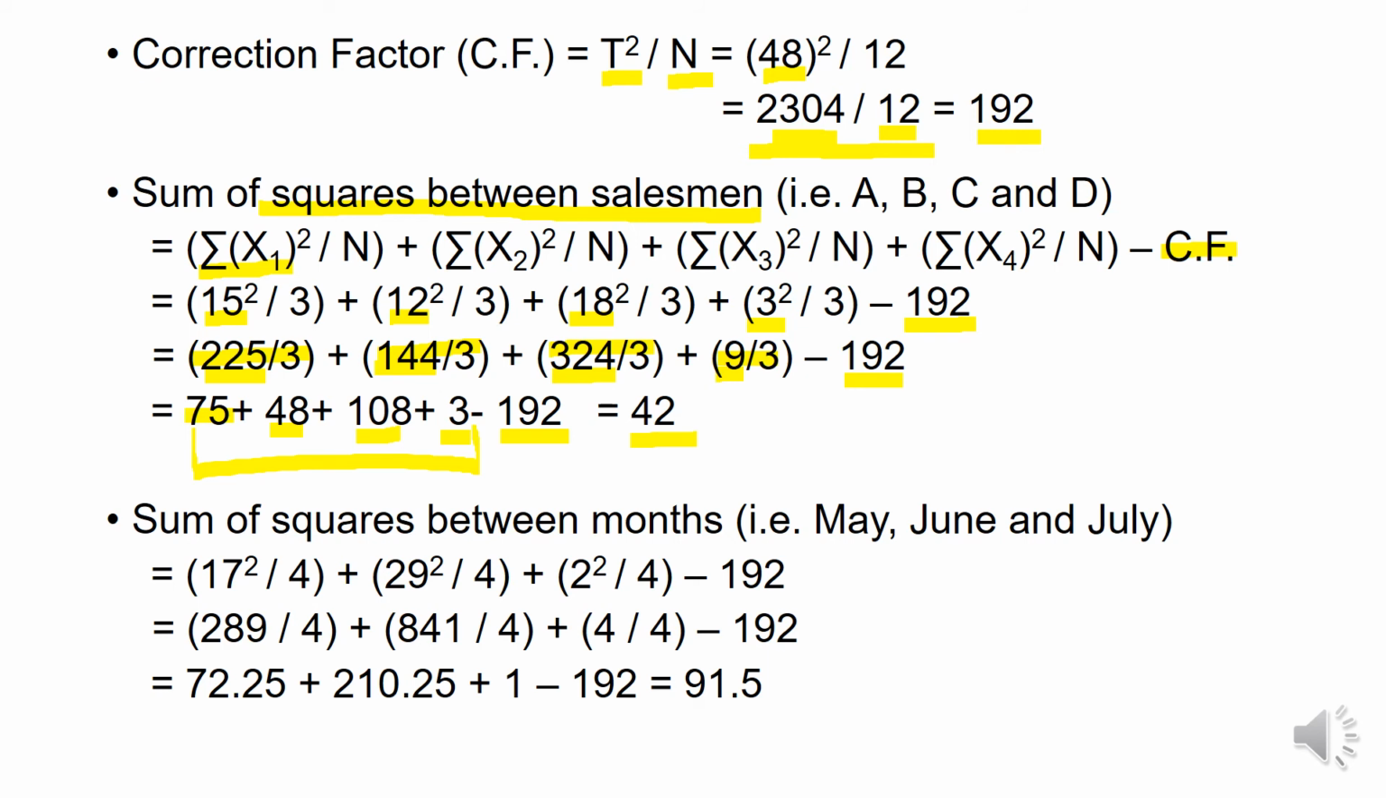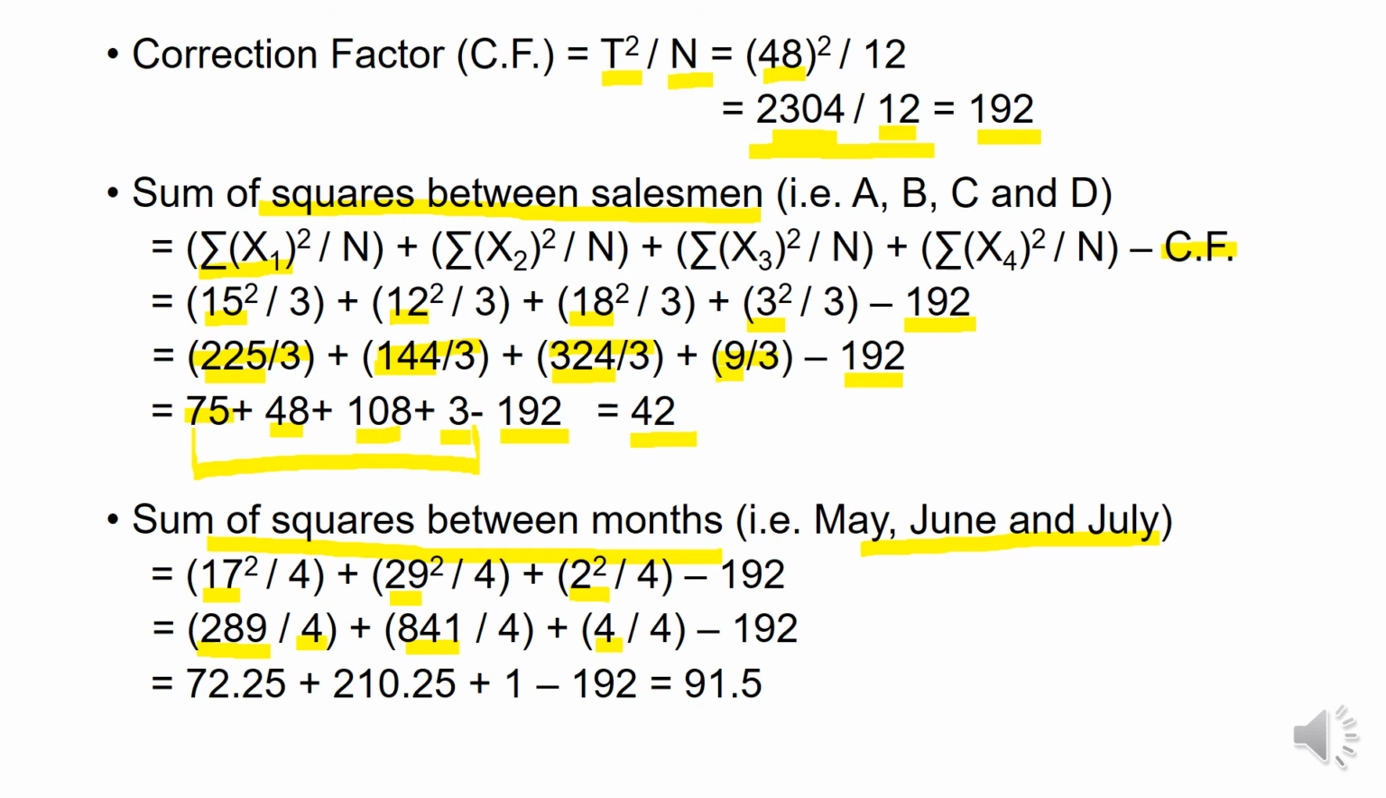Now we will calculate the sum of squares between months, that is for May, June and July. Students, kindly note that for sum of squares between months, we'll take the row wise total. The row wise total for month May was 17, for month June was 29, and for month July was 2. So the square of 17 is 289, the square of 29 is 841, the square of 2 is 4. It means we'll divide 289 by 4.